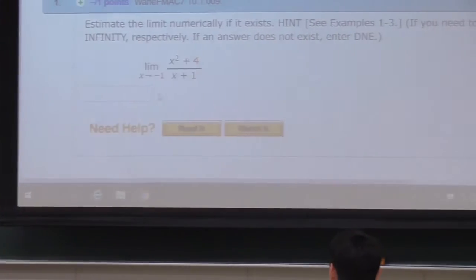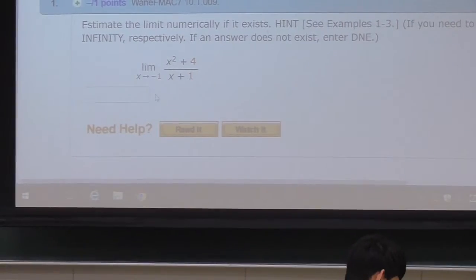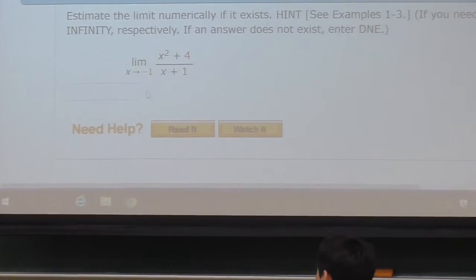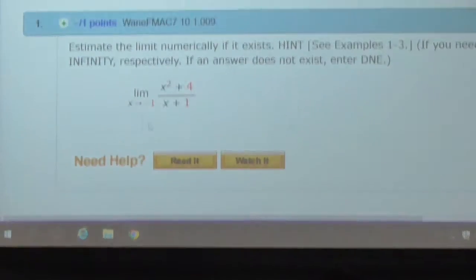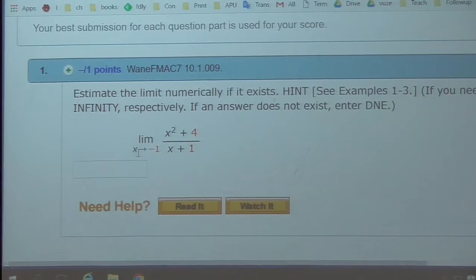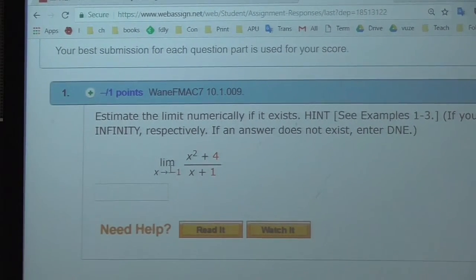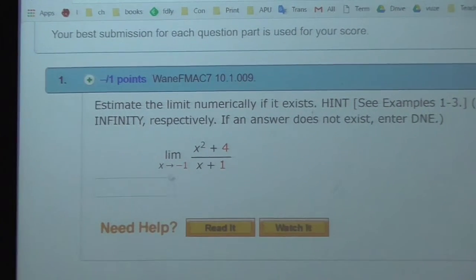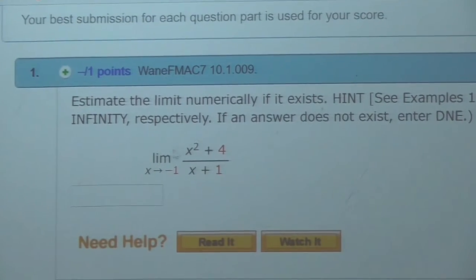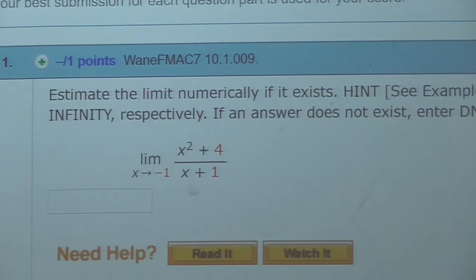So I think we haven't talked about that notation up to now, right? Did we talk about this before? No. Okay, so just ignore this for the time being, and just look at this function.